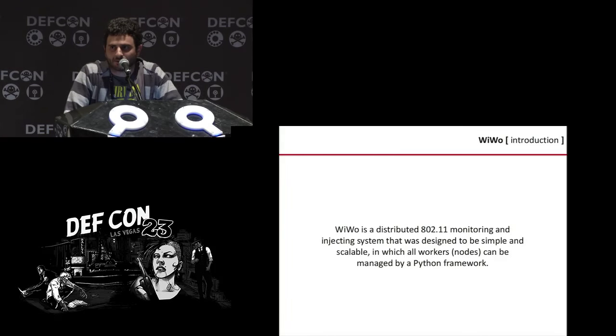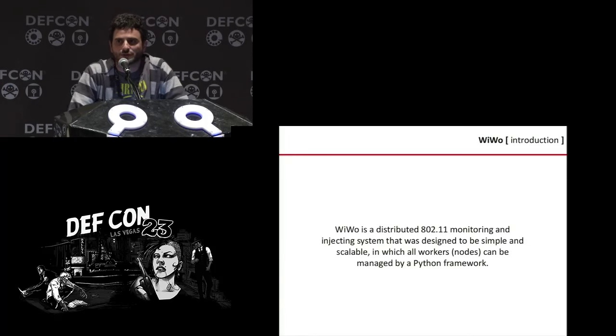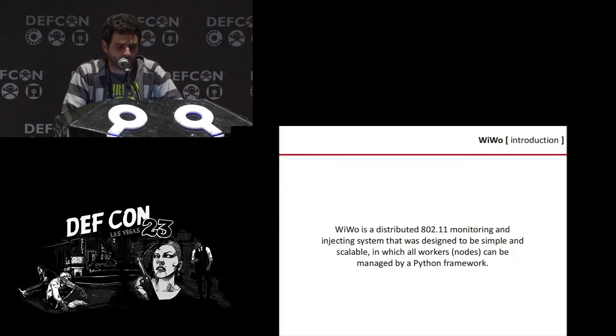Well, finally, we arrived at our last approach. We called it WIWO, which means wireless workers. We defined it as a distributed 802.11 monitoring and injecting system, which was designed to be simple and scalable, in which workers, the nodes, can be managed by a Python framework. From one side, we have routers converted into workers. We are using a custom OpenWRT. We removed several default packages, and we added a new one called worker. We developed that package in the C language.